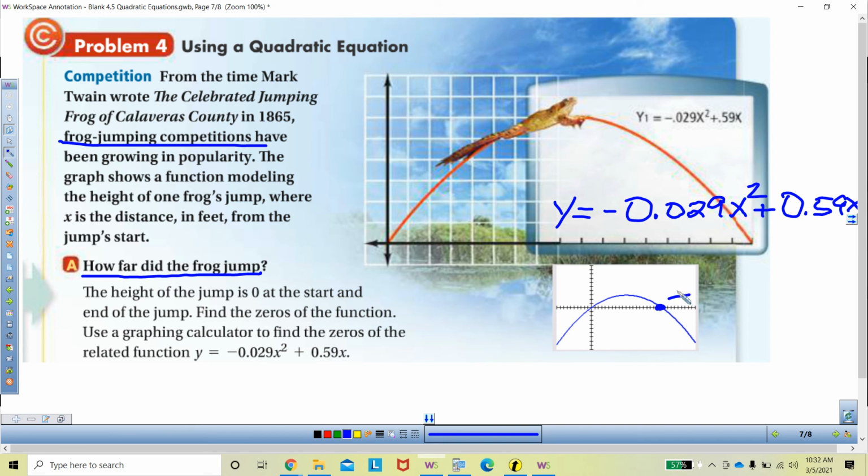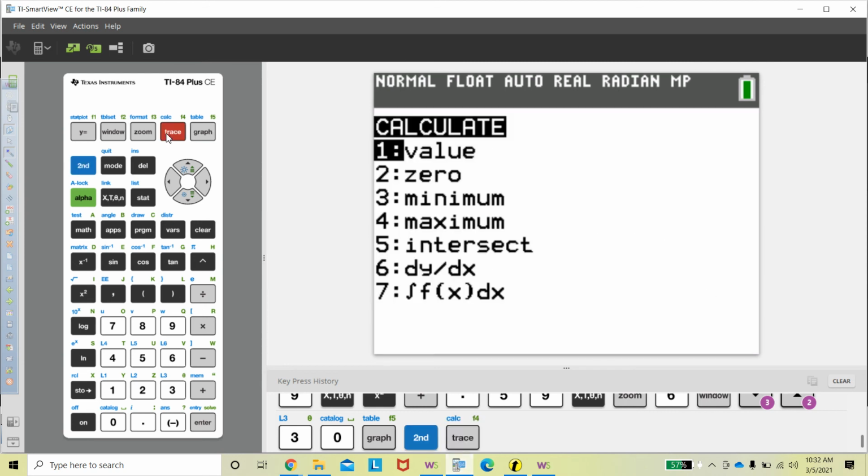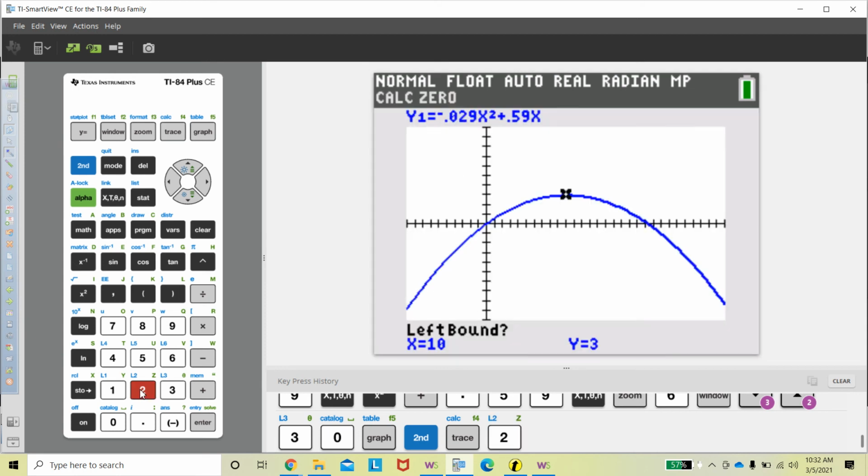That point is called a 0 because x has a value, y is 0. So it's like some number for x and 0 for y. That's why it's called a 0. So in the graphing calculator, we go second trace 0. Second trace number 2. Number 2 says 0, so second trace number 2 is how you figure out where it hits the x-axis. That's what you should write down.